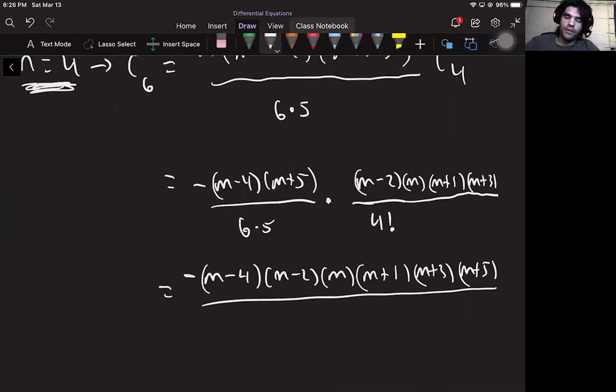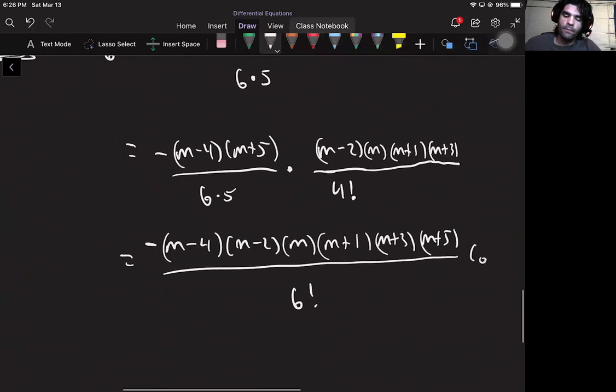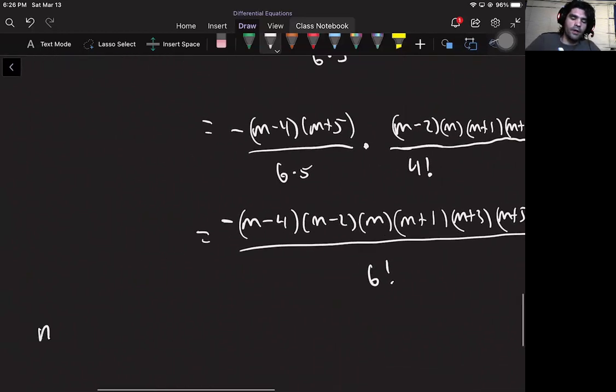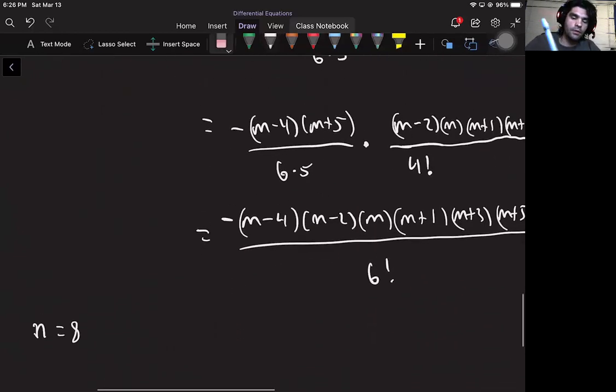So the true test is if I can predict the next one. So this will be C0. So without actually plugging everything in it. So if I do N equals 8, can I see the next one based on this pattern? Or sorry, 6 is the next one.